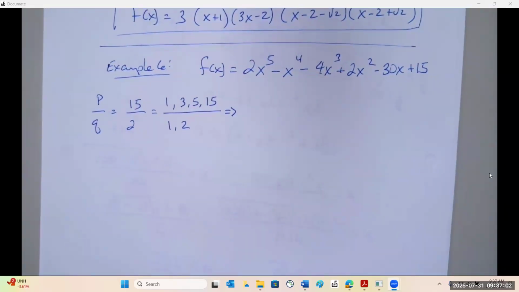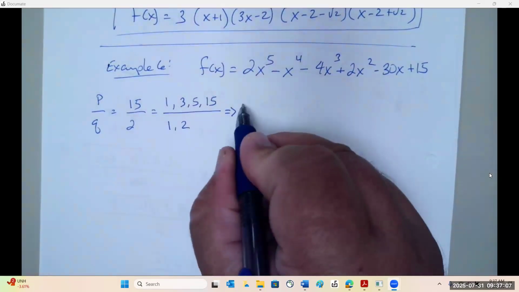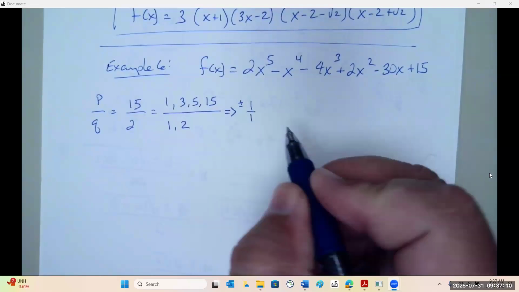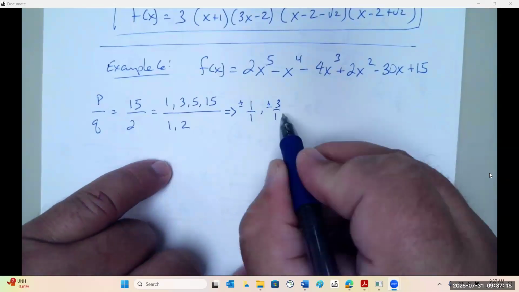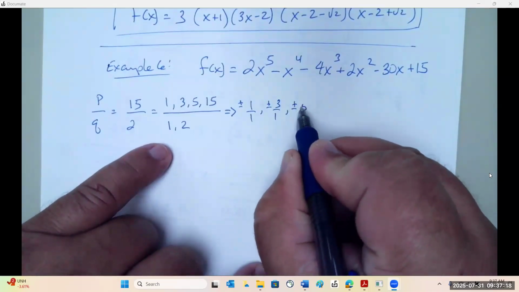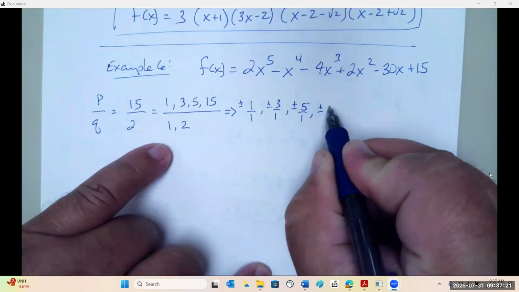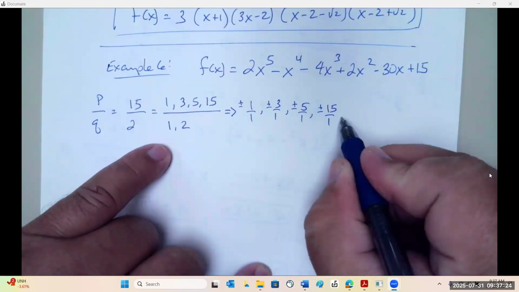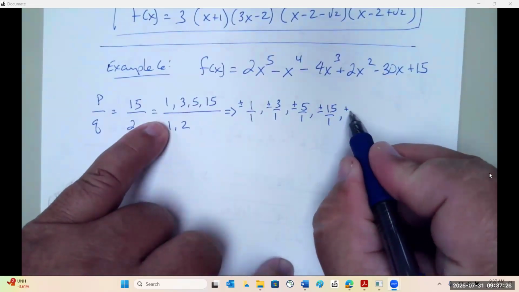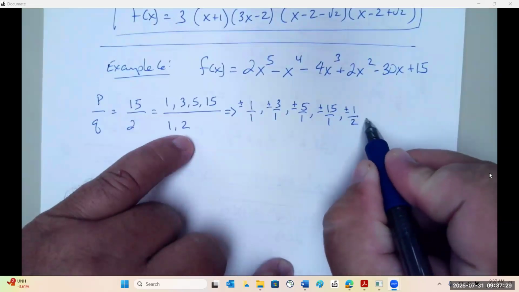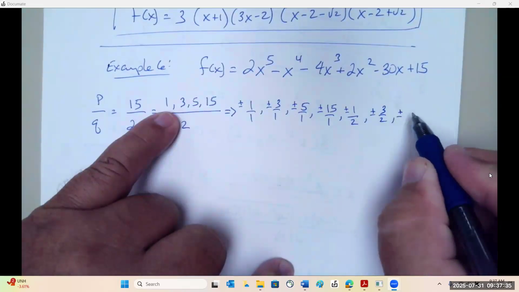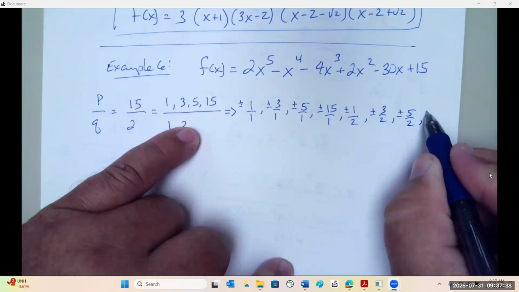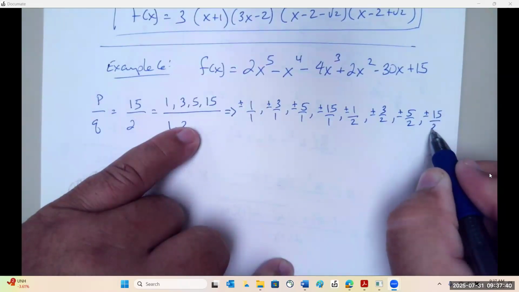Now we've got to put them in the rational zeros. So we take all the numbers on top divided by the bottom numbers. We'll start with 1. So we have plus or minus 1 over 1, plus or minus 3 over 1, plus or minus 5 over 1, plus or minus 15 over 1, plus or minus 1 over 2, plus or minus 3 over 2, plus or minus 5 over 2, and plus or minus 15 over 2.